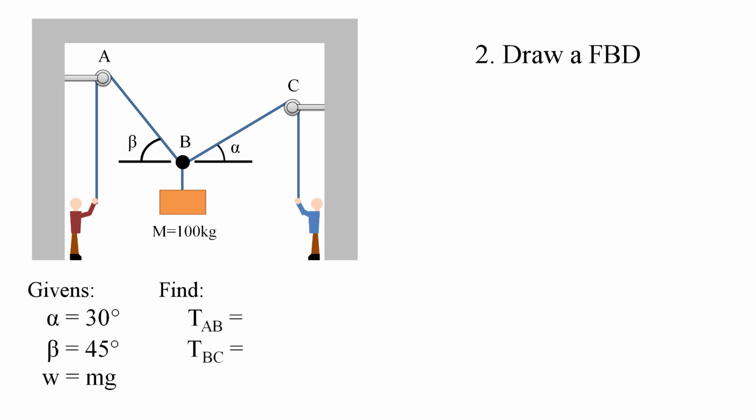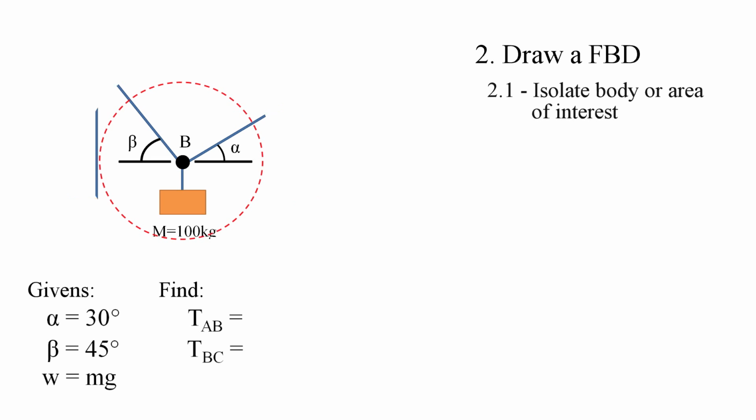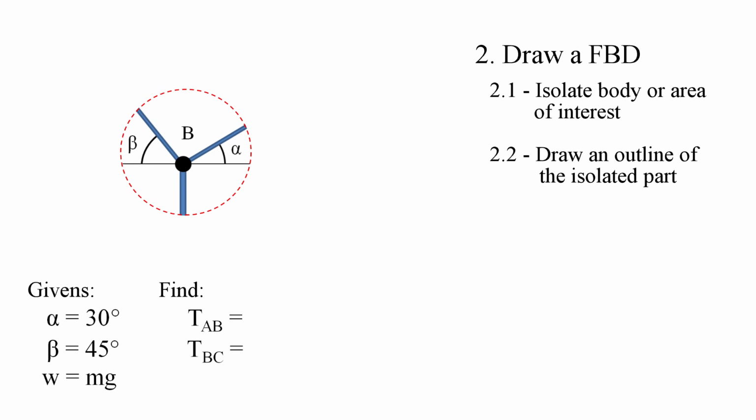In order to draw the free body diagram, isolate the body or area of interest. The crate is in equilibrium, and if you look at the crate closely, you will realize there are three cables, and all we need to do is to draw the free body diagram containing these three cables. And these three cables are intersecting at point B, and let's identify this area. Now, draw an outline of the isolated part. This outline has got three lines coming out of point B. Each line represents the ropes.